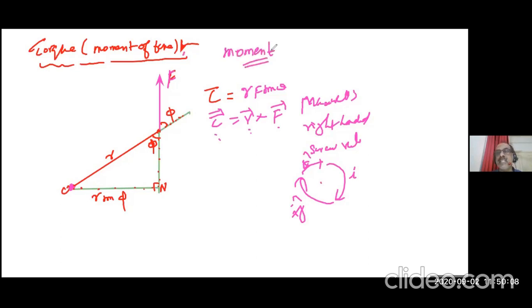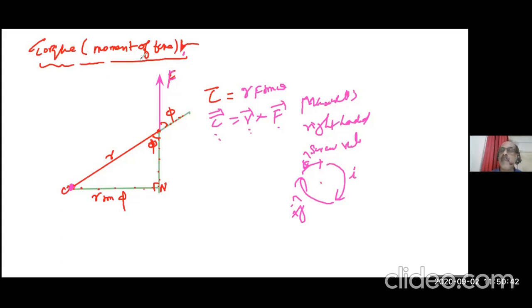Moment has many meanings in English, but here moment of force means rotational effect of force. Moment of momentum means rotational effect of momentum. Moment of inertia of a rotating body. So in this physics, moment is always indicating rotation. First let us study moment of force, then moment of linear momentum, then moment of inertia. These are the three topics we have to finish now.